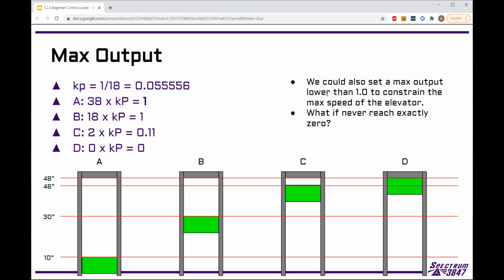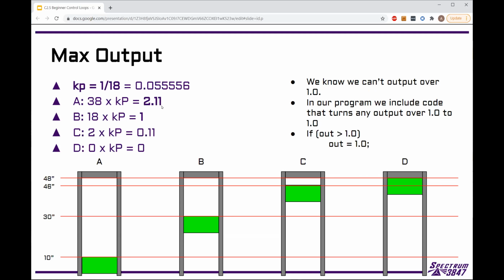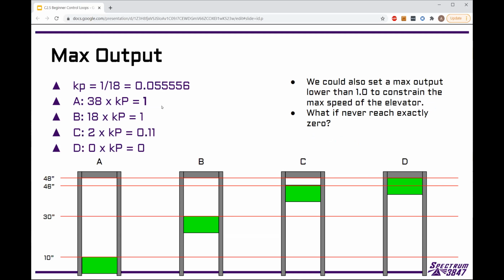Right, so now instead of that being 2.11, it's now set to 1, and we get that motion profile, or the motion output that we want, which is 1 all the way until it reaches that 18 inches, and then it starts slowing down. So we're good there.